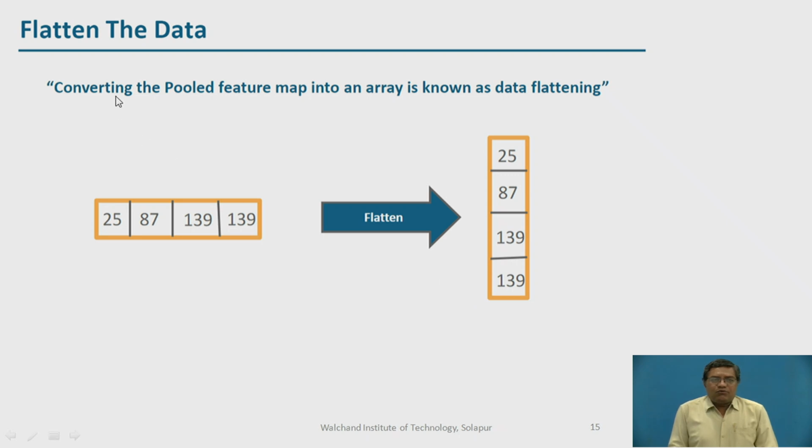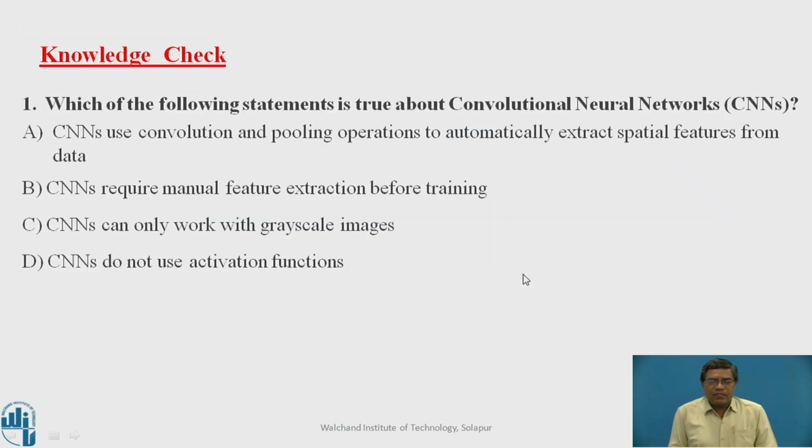Converting the pooled feature map into an array is known as a data flattening operation. This data flattening operation is needed for the input to the next fully connected layers. Here 25, 87, 139, 139 is called the flattened input data, which is given to the fully connected layer. Now take a pause and answer this question.